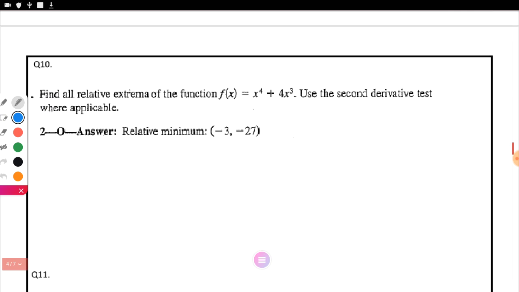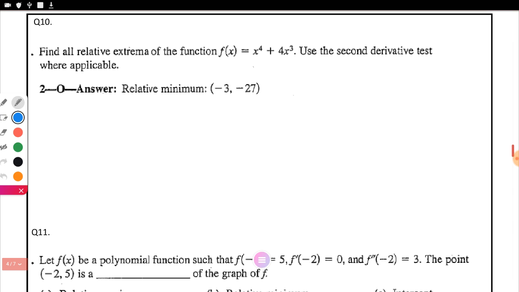Okay, clear? This one is so easy as we solved it before. If you would like to find the relative extrema using the second derivative test, it's so easy. Just find the critical numbers and substitute in the second derivative. If it is positive, it will have a relative minimum. Negative, we have a relative maximum. That's all. So here it's so trivial. The first step, find the first derivative.